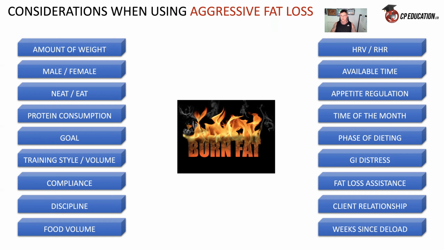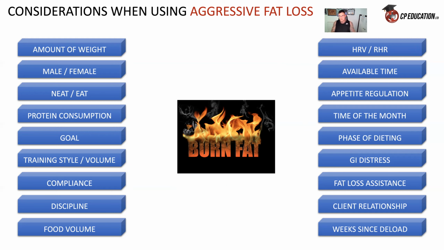Are they male or female? Males can deal with aggressive fat loss a lot better than females. If you push a female to suboptimal body composition, which is another slide now, which I'm not going to go into, you can create cessation of the menstrual cycle. That is not going to go in line with anything that you want from a client enjoyment or a results perspective in general.